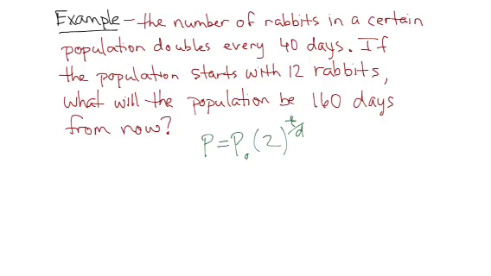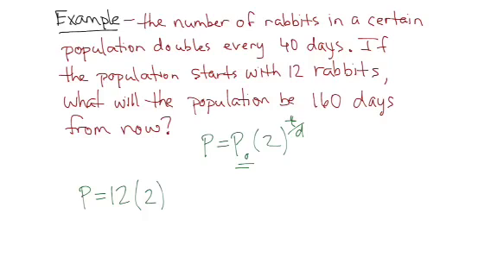All right, so let's fill in the numbers. We don't know what the population is going to be, but we know what it starts with. We know the P sub 0 number. We know that that is 12. Started with 12 rabbits. All right, we're going to have this 2 that's always there. And now our little exponent, T over D. Well, T is how much time.